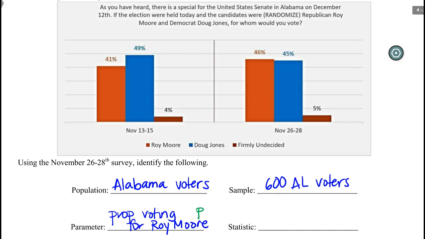Now the statistic, based on this survey, we would have said 46% are voting for Roy Moore. So our actual statistic based on our sample was 46% voting for Roy Moore. This, by the way, just like our mu and x bar, doesn't matter so much now, but you see it once before we get there. This is our p hat. We call this our sample proportion, our statistic.